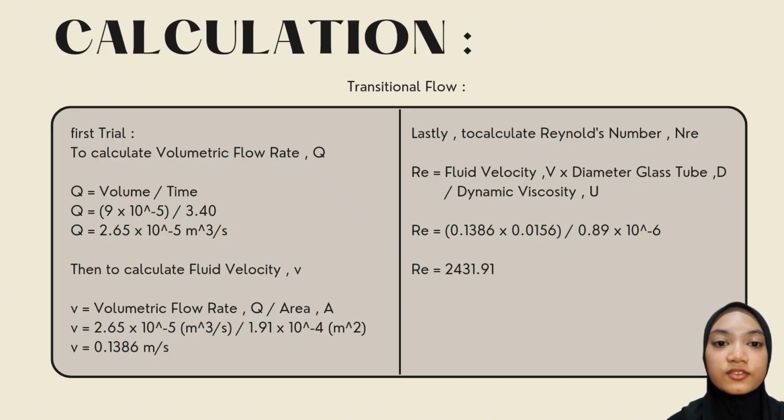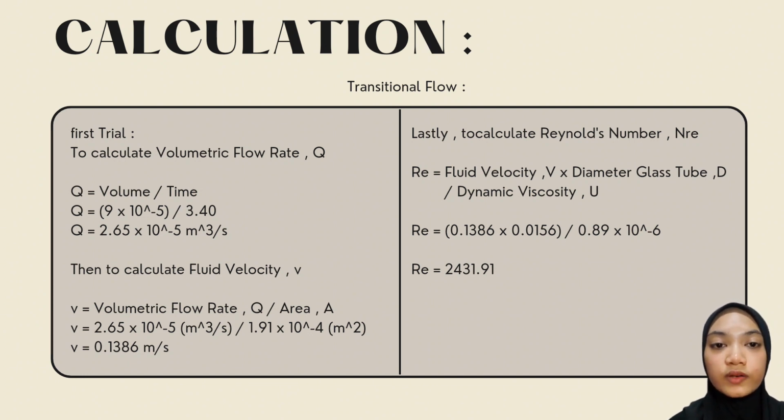The next two trials for laminar flow calculation are repeated using the same technique and formula. Next, the first trial for calculation of transitional flow is started by calculating the volumetric flow rate Q, where Q is equal to volume over time, where Q is equal to 9 times 10 to the power of negative 5 divided by 3.40, where Q is equal to 2.65 times 10 to the power of negative 5 meters cubed per second.